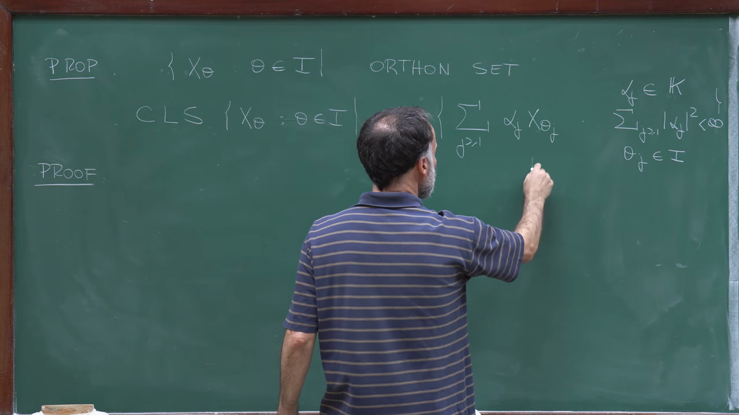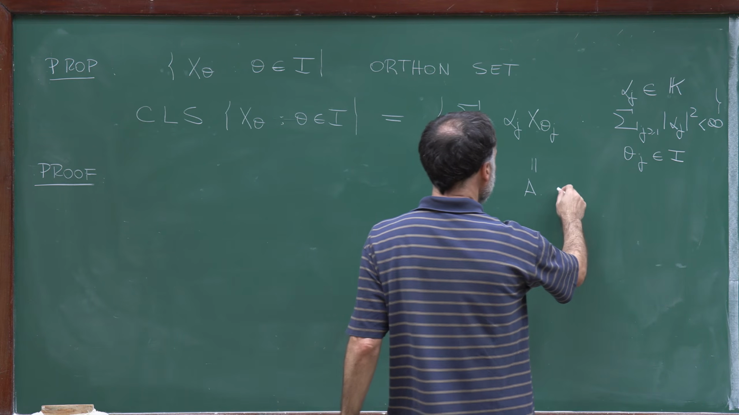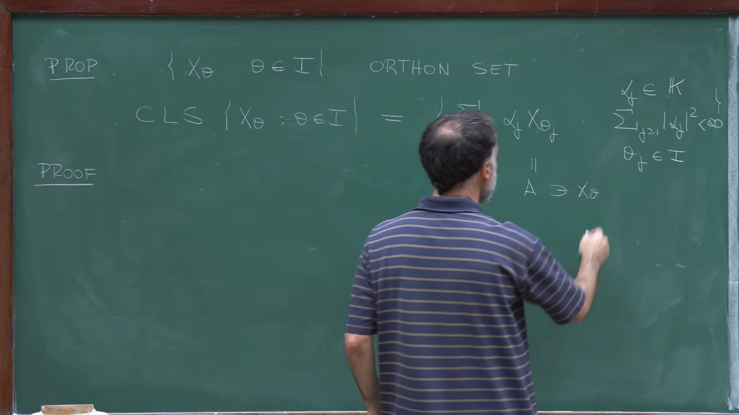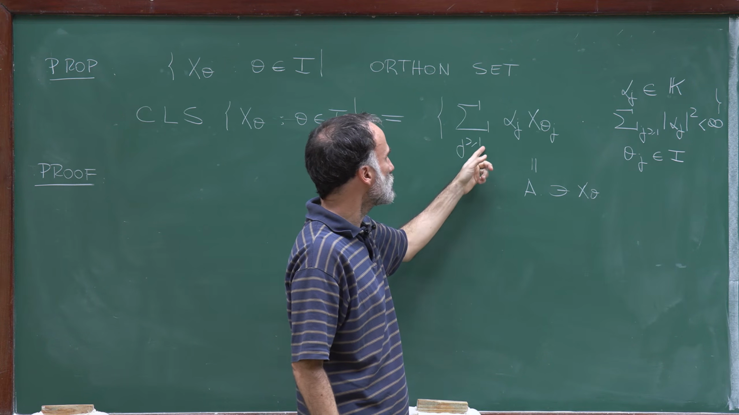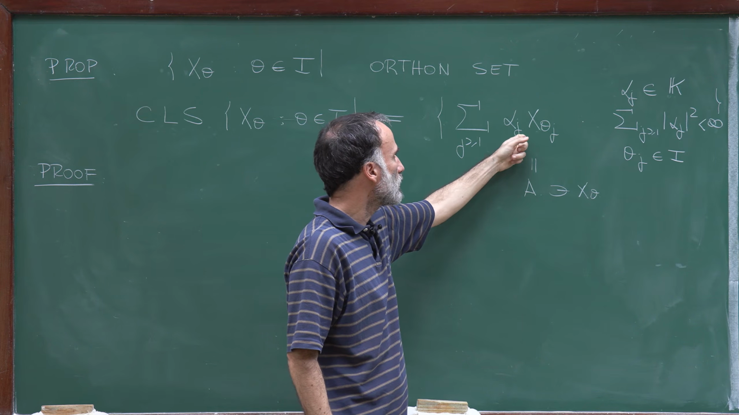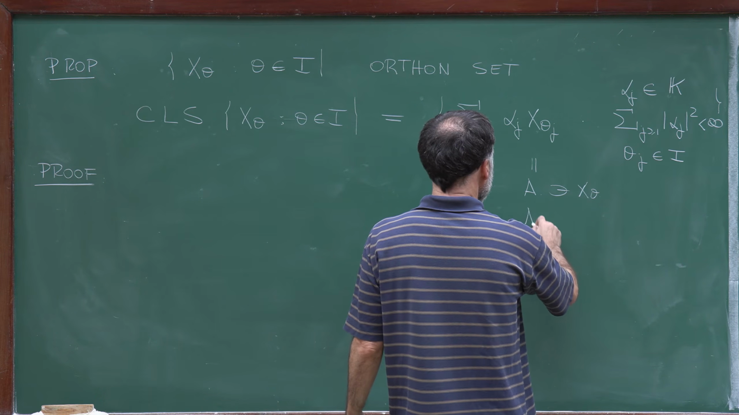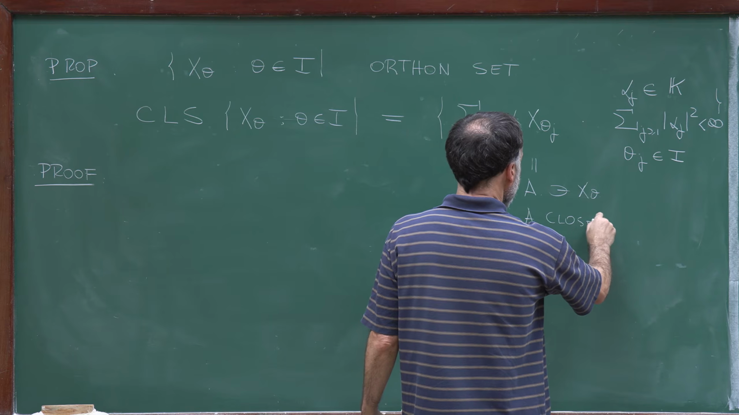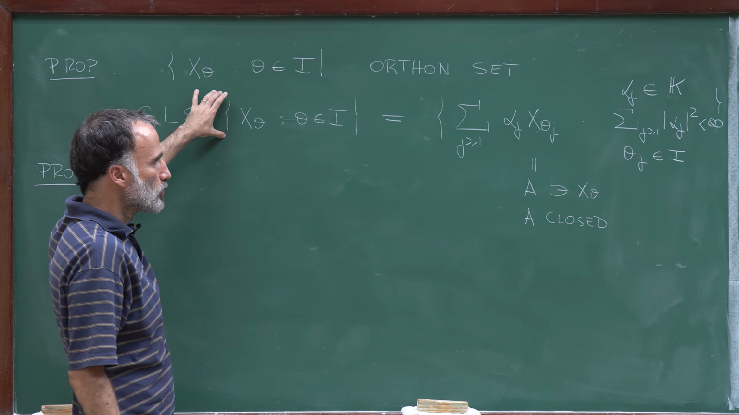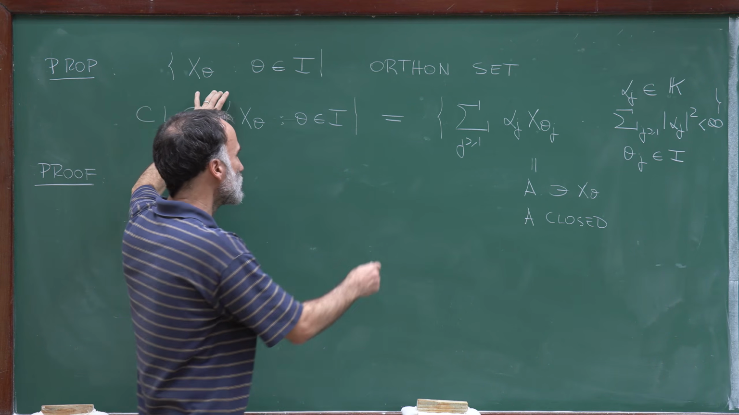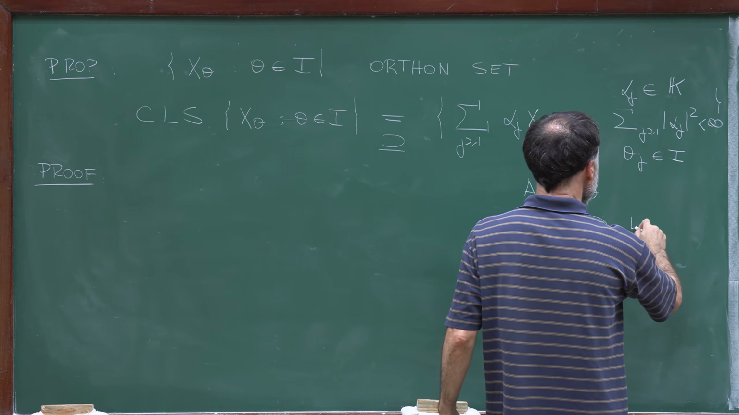I'll call this set the set A. Of course, A contains x theta, because I can always represent x theta as a sum of alpha j x theta j, the sum from 1 to 1, where alpha 1 is 1, and here I have x theta, so that's clear. Now I claim that A is closed. And if I can prove that A is closed, since this is the smallest closed linear set which contains the x theta, we will have that this set is contained in A, provided we show that A is linear.